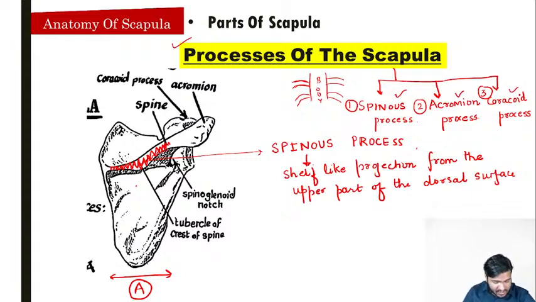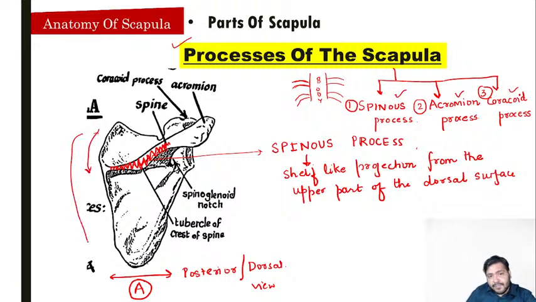Okay, Soumya, Pooja, yes, it is very right. It is the posterior view in which you are visualizing the scapula. Posterior, also called the dorsal view. In the dorsal view you are looking at the scapula, and on the upper part there is a shelf-like projection coming from this surface, and that is called the spinous process. Remember that the spinous process is triangular in shape.